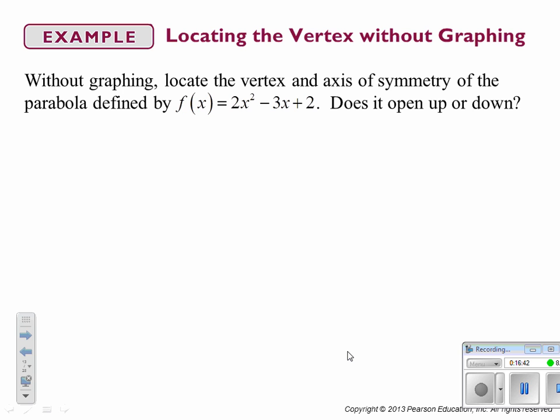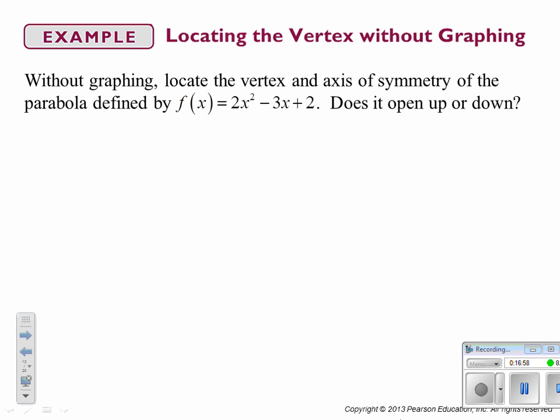All right, without graphing, we're going to locate the vertex and axis of symmetry of this parabola and figure out whether it opens up or down. We can figure out if it opens up or down. This guy's a happy guy. He's got a positive a value right here in front of the x squared, so he opens up.